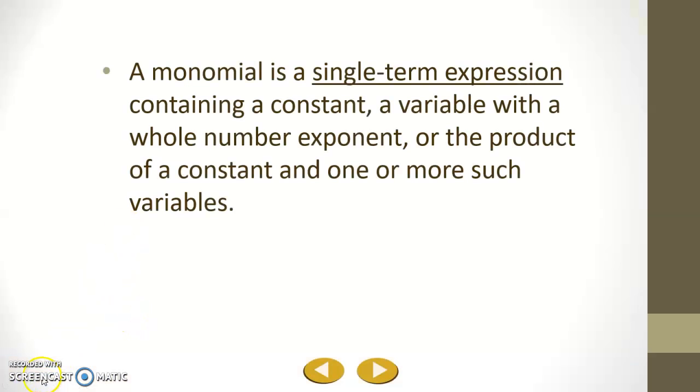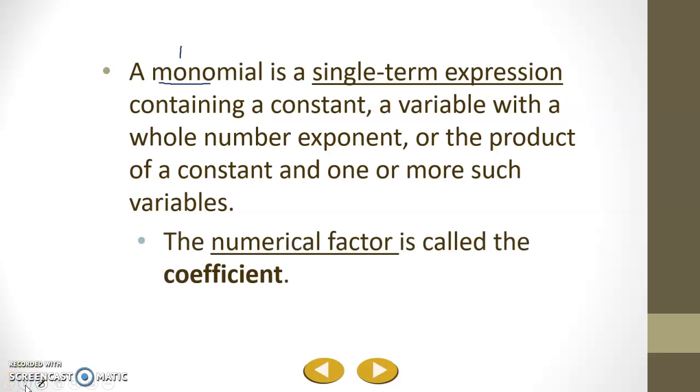Let's go over some vocabulary you need to know. A monomial, mono meaning one, is a single term expression containing a constant, that's just a number, a variable with a whole number exponent, or the product of a constant and one or more such variables, and that's called a monomial. The numerical factor is called the coefficient. So in 4a, our coefficient is 4 and our variable is a.